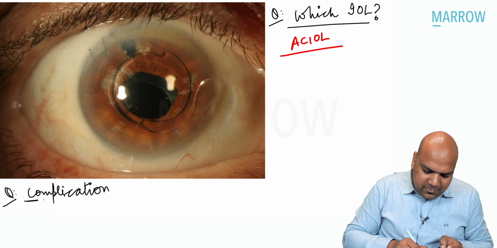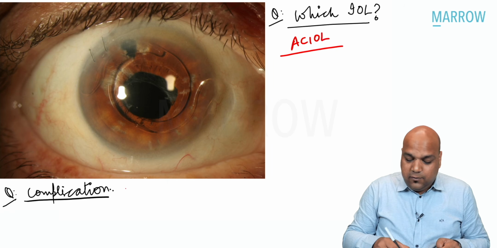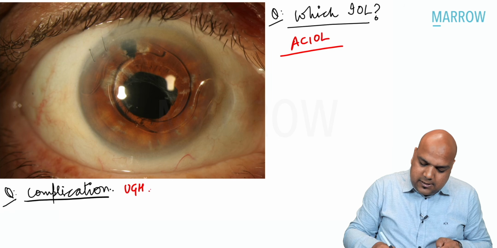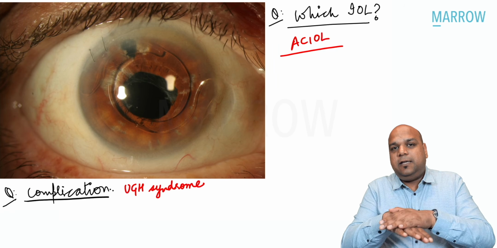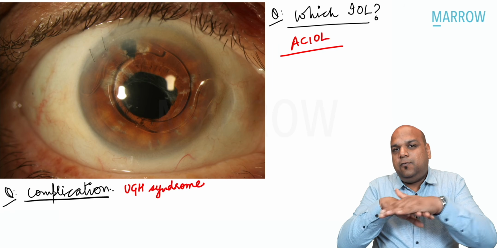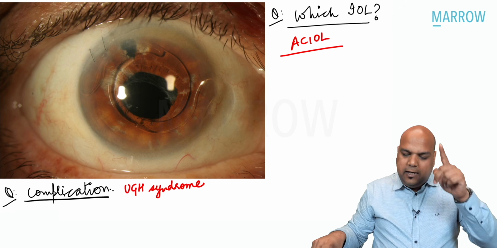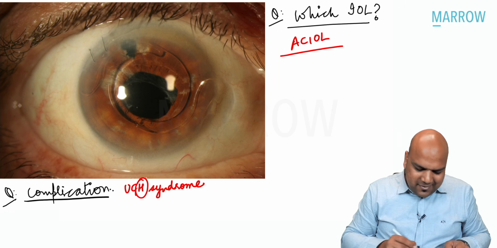Now, what is the specific complication which occurs along with an ACIOL? The specific complication is UGH syndrome. People may remember it as uveitis, glaucoma, and hyphema syndrome. Because this lens is resting over the iris and continuously moving, it is chafing, and due to chafing, uveitis occurs, glaucoma occurs, and even hyphema. Hyphema means collection of blood in the anterior chamber.